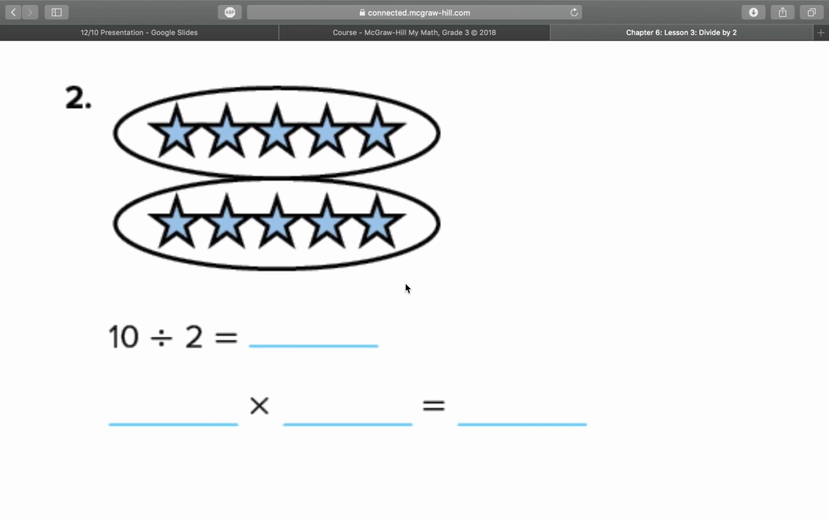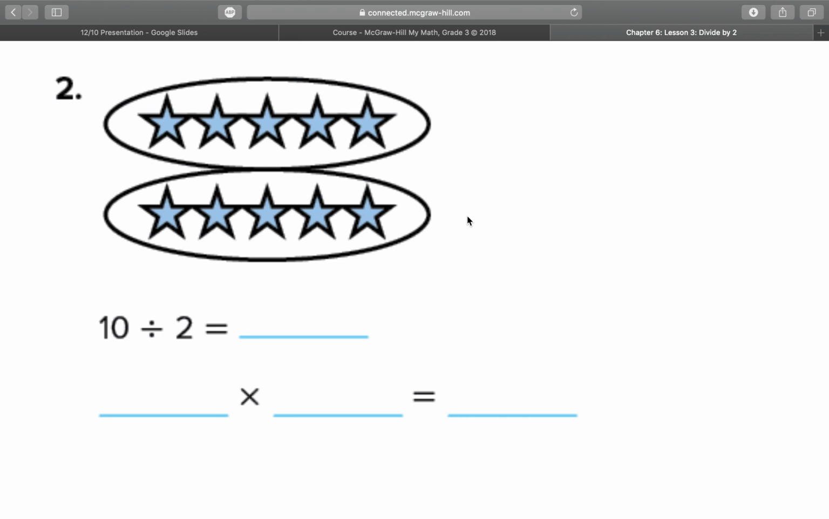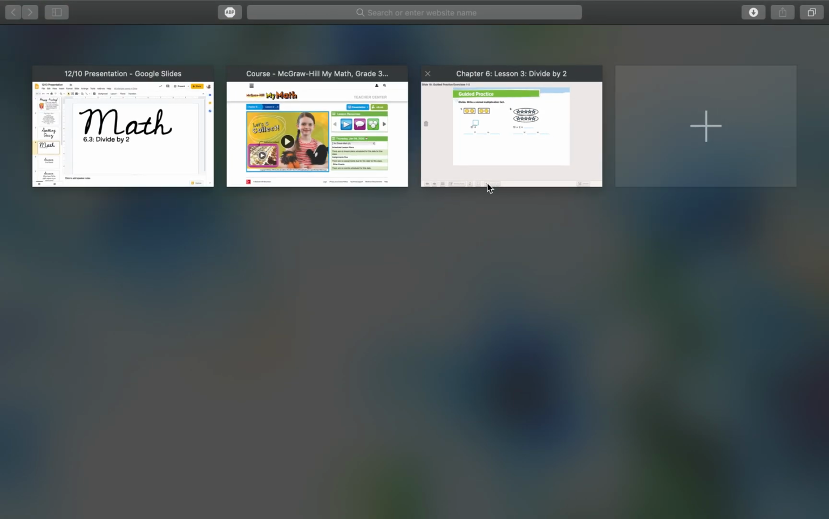Okay, let's do this one: 10 divided by 2. There are 10 stars all together, divided into 2 groups. So in each group, how many stars, Katie? 5 stars. What would be a related multiplication fact in the same fact family? How many groups? How many in each group? 5 times 2 equals 10, or you could say 2 times 5 equals 10, and we call that the commutative property of multiplication. Katie knows that because she is a math whiz.